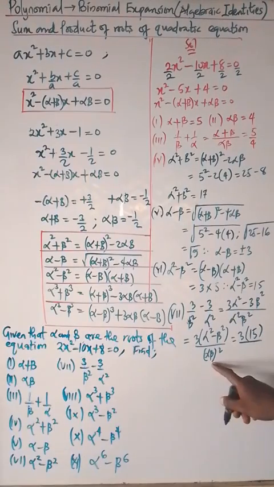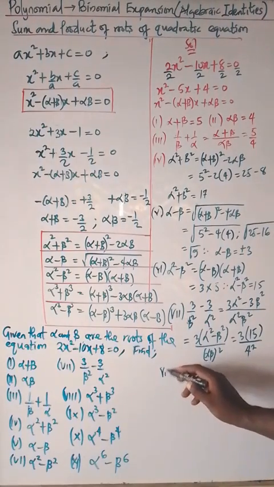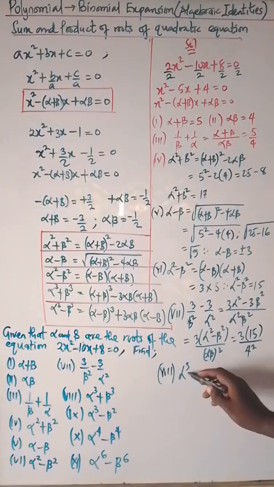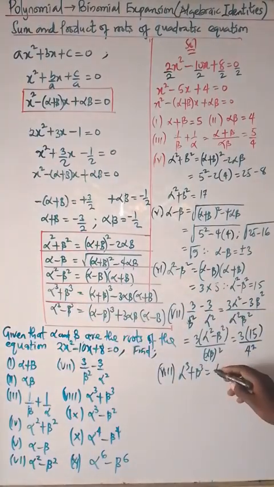Over, then alpha beta all squared. What is alpha beta? The product, 4. 4 squared. So from here you can finish it yourself. Then the 8th one, we have alpha cube plus beta cube. Where is the identity? We have it here. So the identity is alpha plus beta all cube minus 3 alpha beta, alpha plus beta.